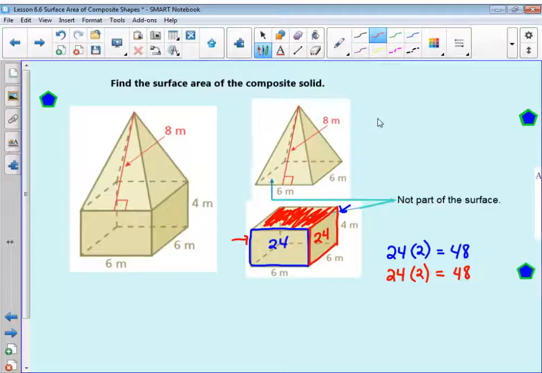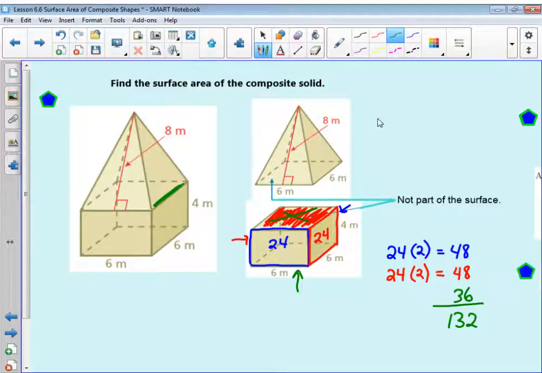The only other part that we haven't included would be the very bottom. We're not going to include the top, because that's where these two pieces connect together. So we're not going to include this part. The bottom is 6 by 6, which is 36. So for just the rectangular prism part, we have 132. So that's not our final answer. That's just for the rectangular prism.